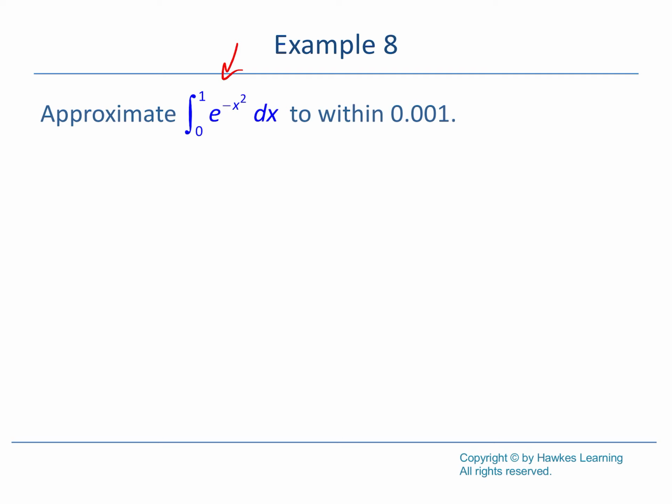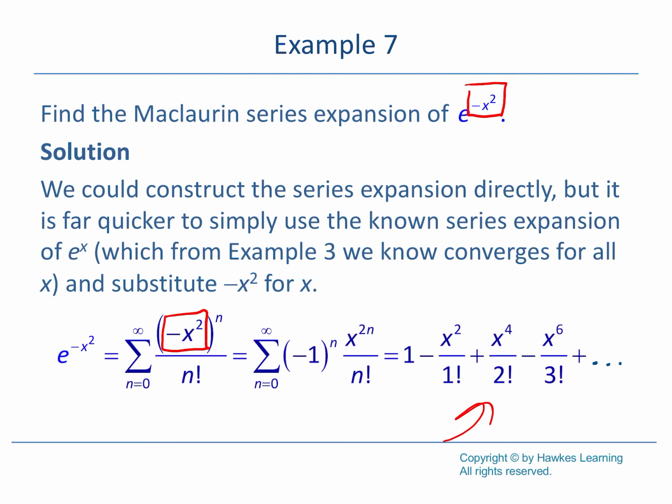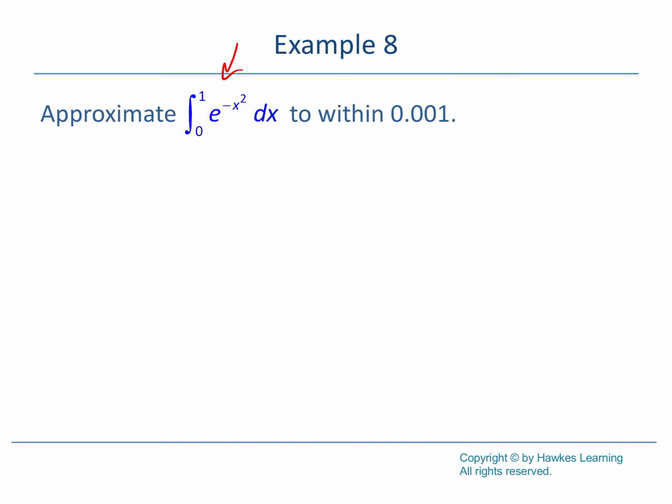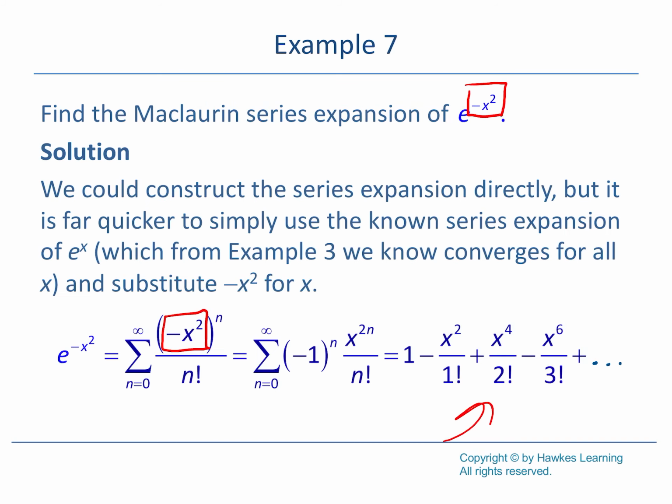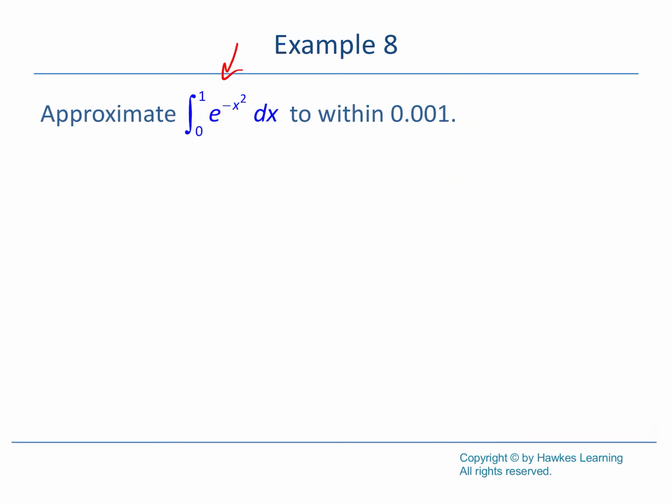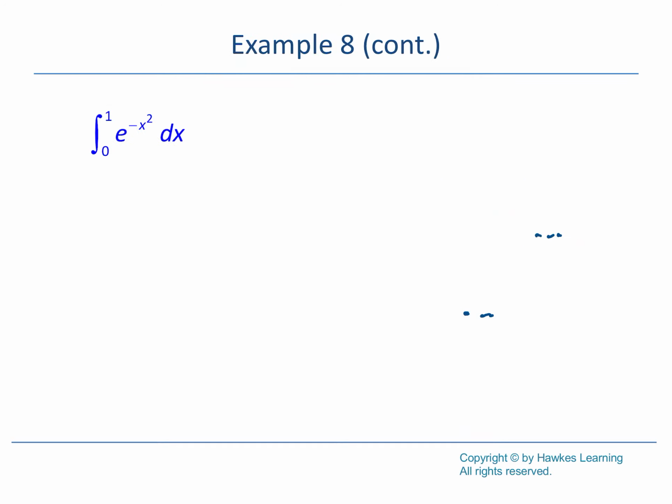We've talked about how to deal with non-elementary integrals before, but this time we're going to be able to use the Taylor series, the Maclaurin series that we formed for this, and recognize that this thing is an alternating series, right? To give a really nice approximation within 1/1000th.